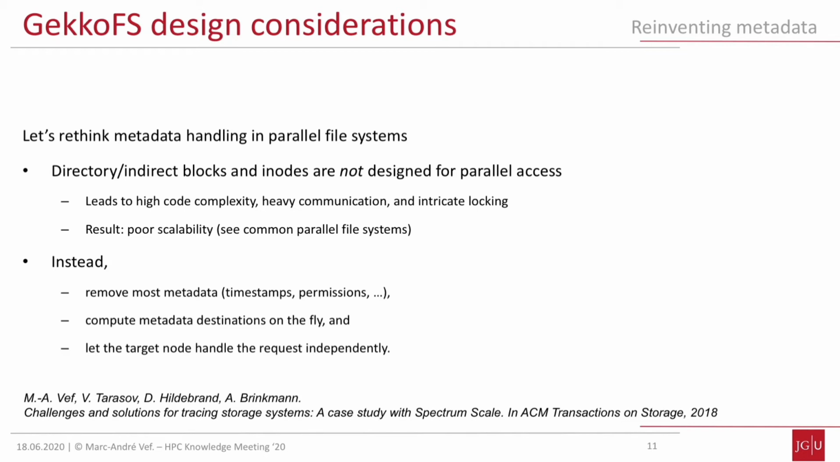So instead, for GekkoFS, we first decided to remove most metadata that are potentially not relevant. For example, timestamps and permissions might not be relevant for a temporary file system. Although in our case, these are actually also configurable. So if they're really needed, they can be turned back on, but by default, they are turned off. So that means that there are less metadata updates in general, and that there's also less space used.